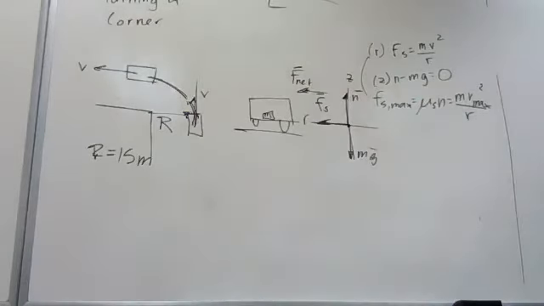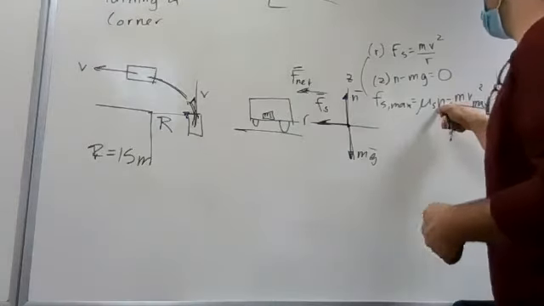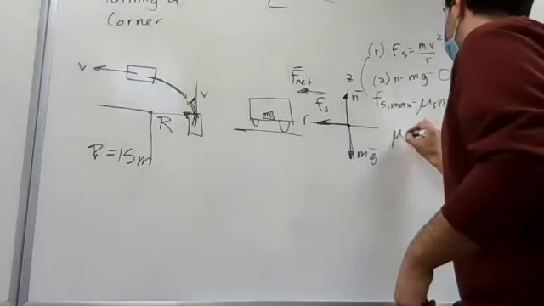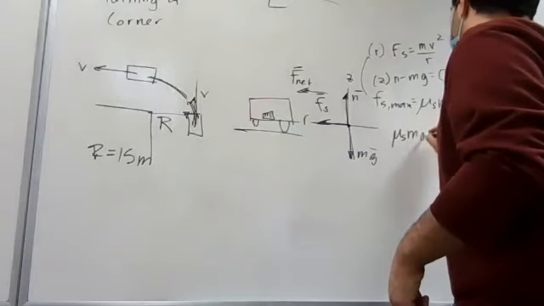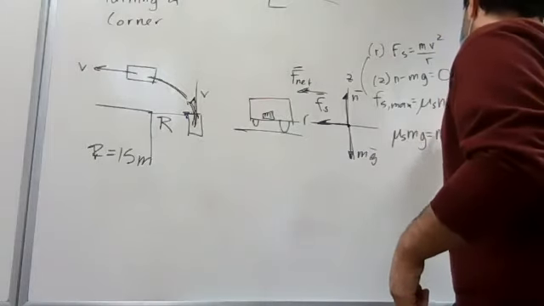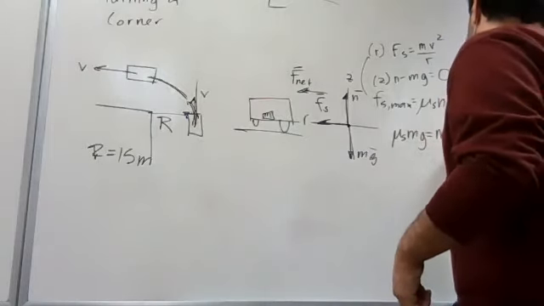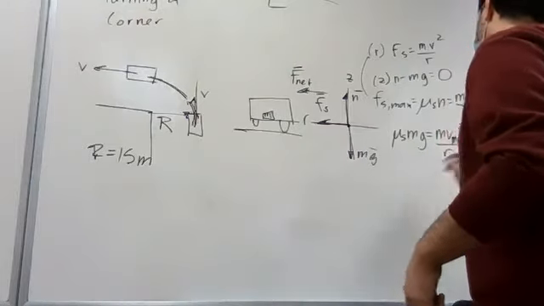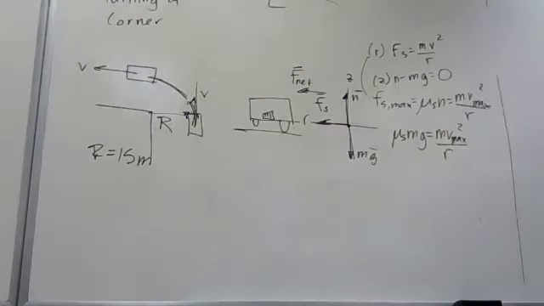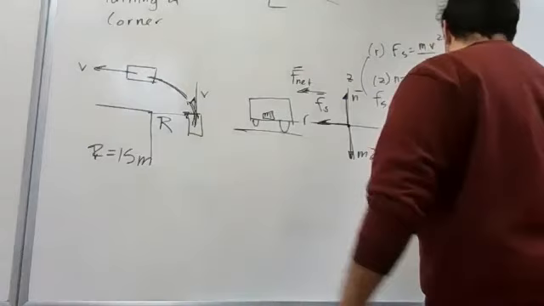And now we can do our simple little substitution, normal equals mg, and we'll get mu sub s times mg equals m times v max squared over r. And so, yeah, you see, the masses cancel again in this model.